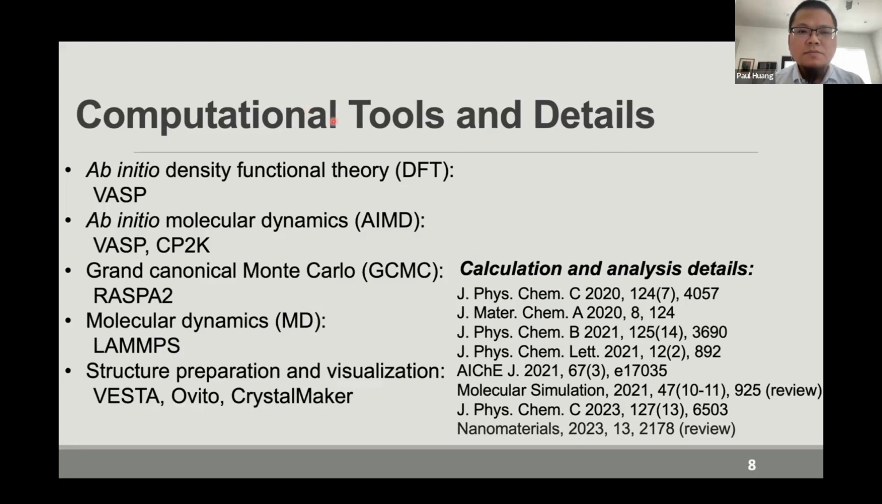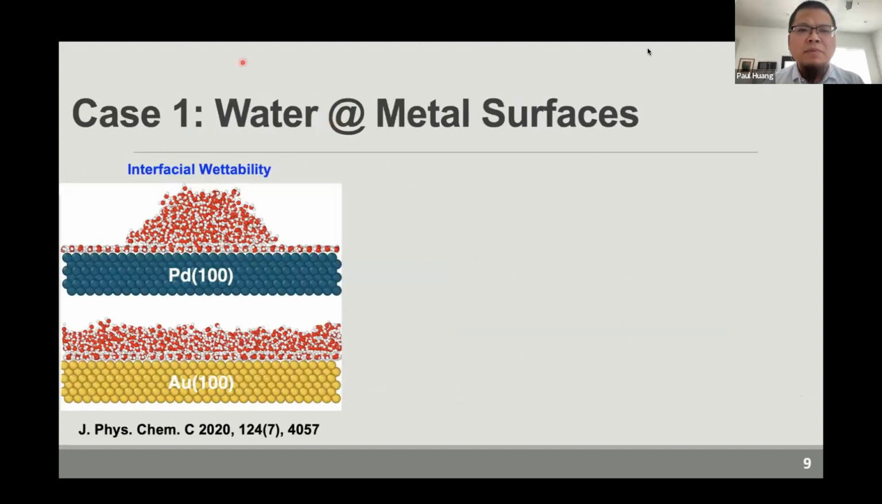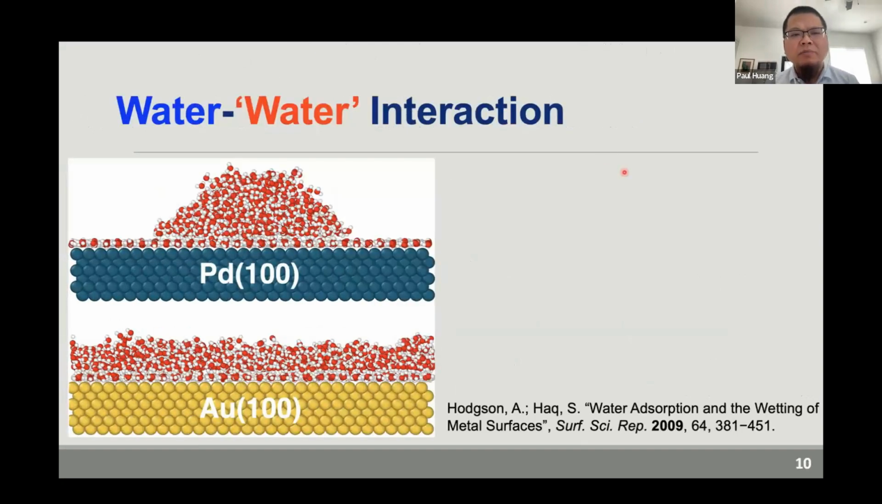So the first example is about water at metal surfaces. This is not a new topic at all. People from catalysis have been studying this for a very long time. For example, I'm pointing you to a very nice review article from 2009. People have realized in their calculations that for almost all metal surfaces, when you put the pristine metal in contact with liquid water, you are going to have this very nice first layer of water over here.